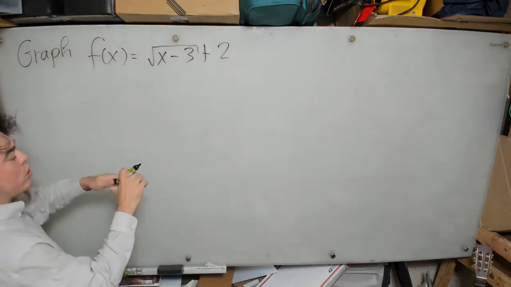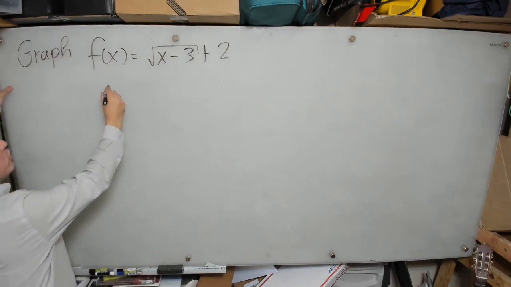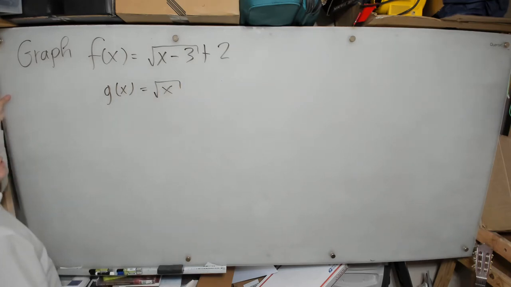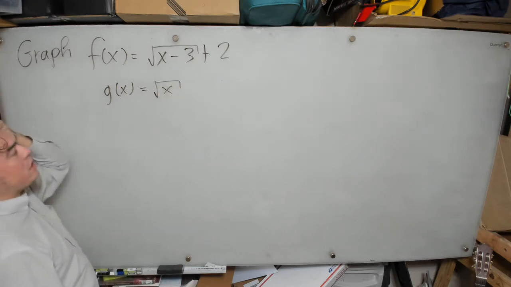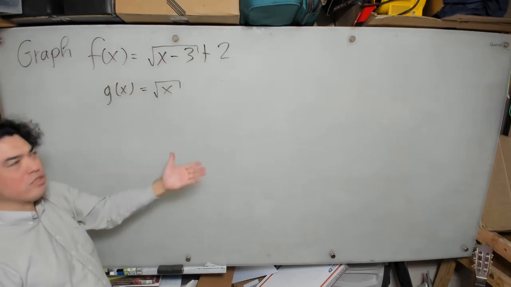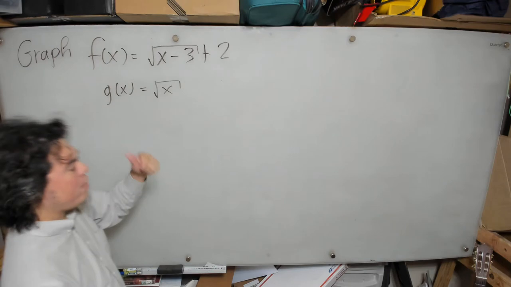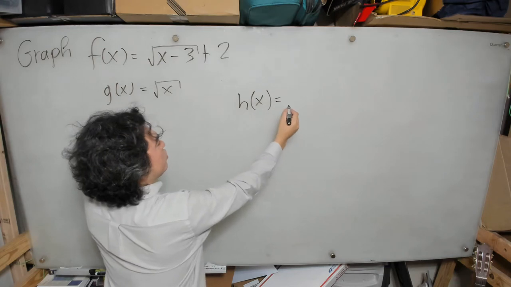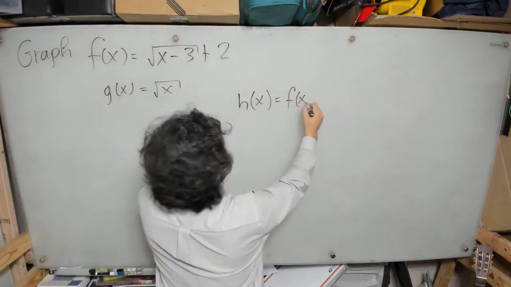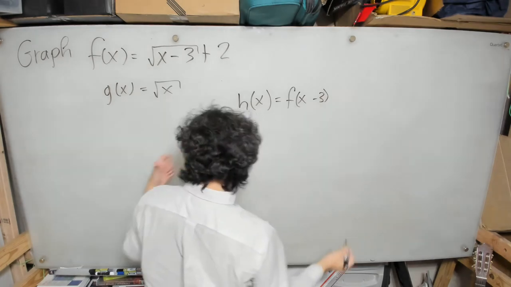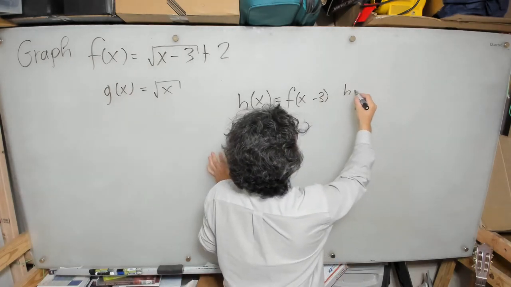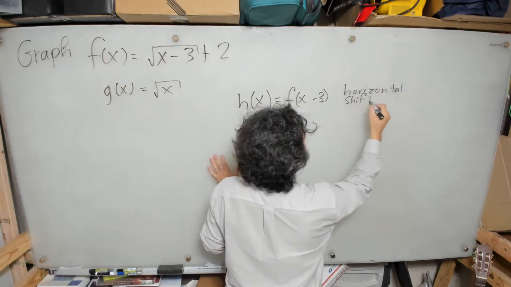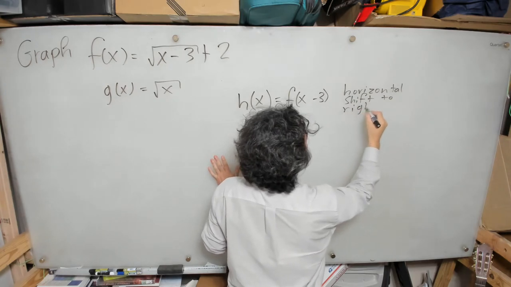So we're going to start with our parent function. I'm going to label the parent function g of x. And we know that the parent function is the square root function. Okay, that's our parent function. Now, what I'm thinking is, there's this x minus 3 inside the square root, right? And I remember that h of x equals f of x minus 3 corresponds to a horizontal shift to the right by 3 units.